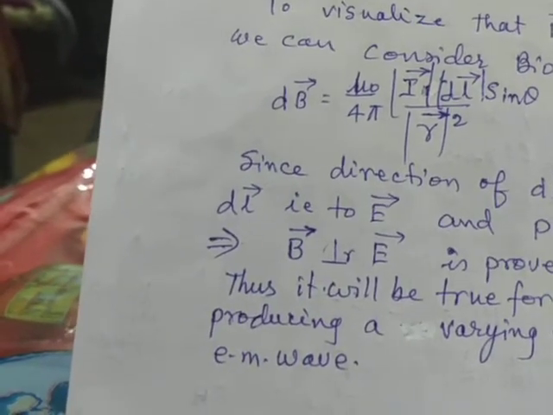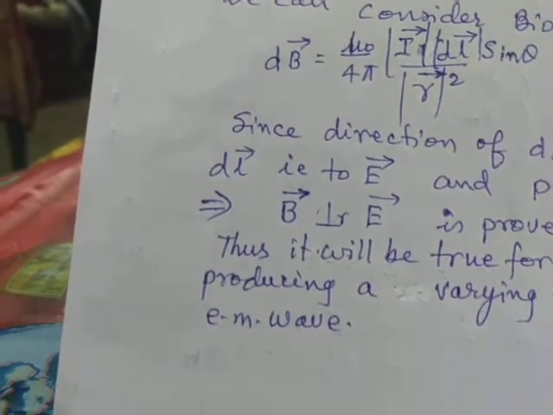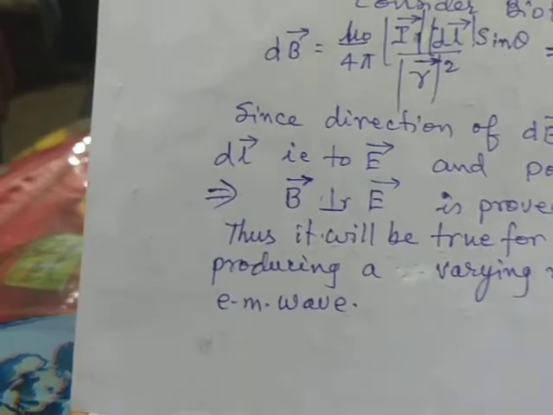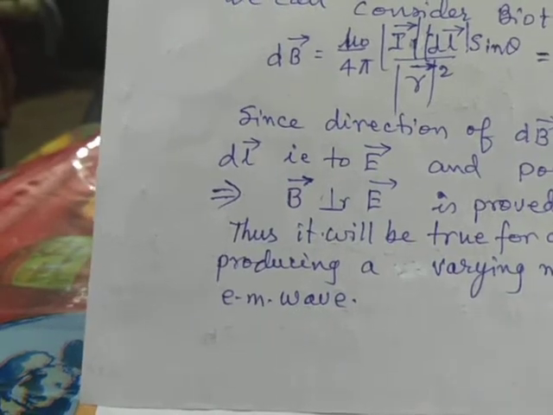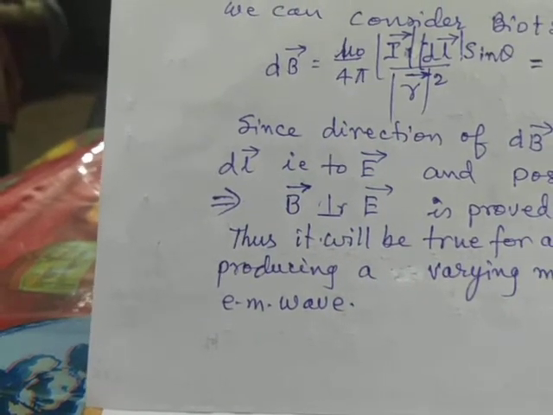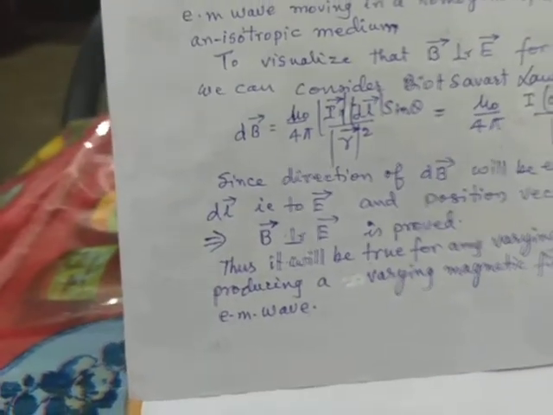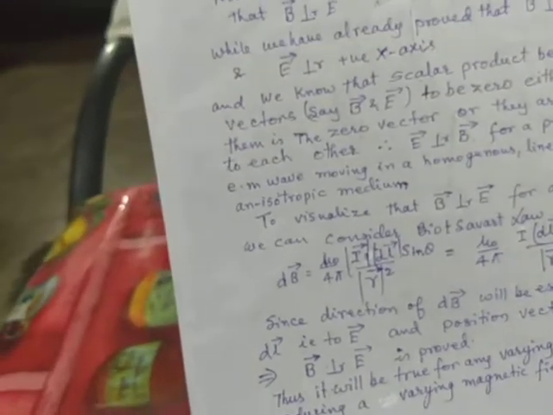So that proves that B is perpendicular to E, and thus it will be true for any varying electric field producing a varying magnetic field, and vice versa, as in the case of electromagnetic wave. So this proves that electromagnetic wave is a transverse wave.